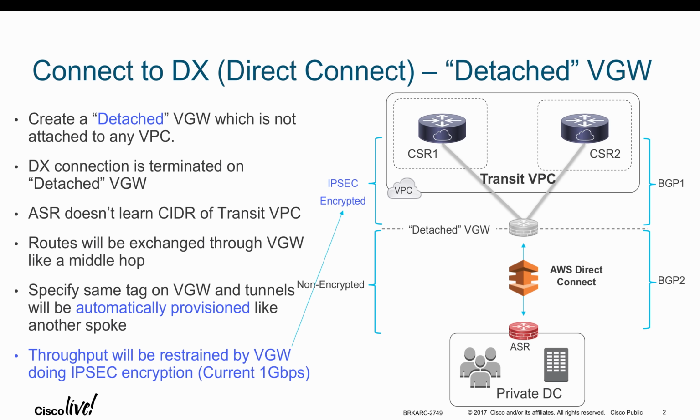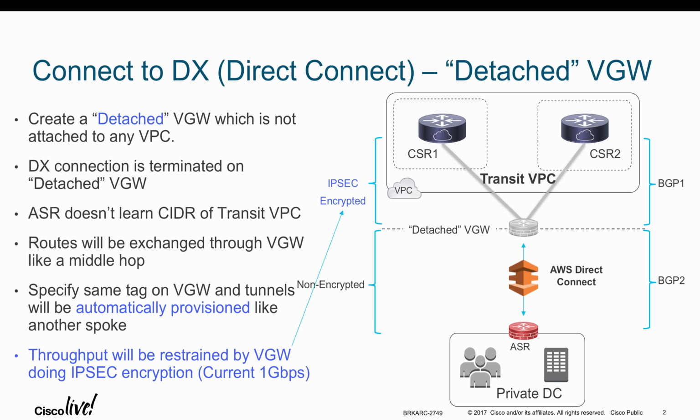In this case, the VGW is doing two things. First is terminating the DX. Second is doing the IPsec. Because the VGW is limited to 1 gig when it's doing IPsec, the total throughput or bandwidth from the CSR to the on-prem ASR will be limited to 1 gig. So the end-to-end bandwidth will be limited to 1 gig, which might not be ideal because some customers have a 10 gig pipe.